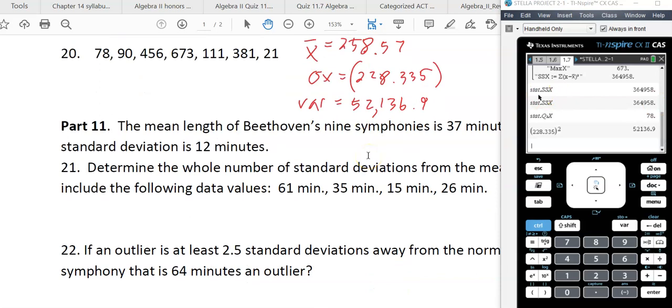So Beethoven's symphonies, let's kind of just draw this, sketch it out. So in the middle is 37. Add 12, so that's 49. Add 12, that's 61. Add 12, that's 73. Go backwards, subtract 12, that would be 25. Subtract 12, that's 13. Subtract 12, that's 1. So I've got this labeled.